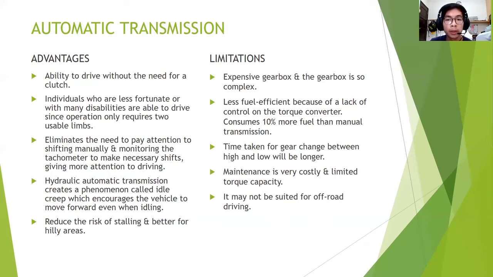Firstly, expensive gearbox, and the gearbox is so complex. Secondly, less fuel efficient because of a lack of control on the torque converter. Automatic transmission consumes 10% more fuel than manual transmission. Thirdly, the time taken for gear change between high and low will be longer. Next, the maintenance is very costly and limited torque capacity. And lastly, it may not be suited for off-road driving.